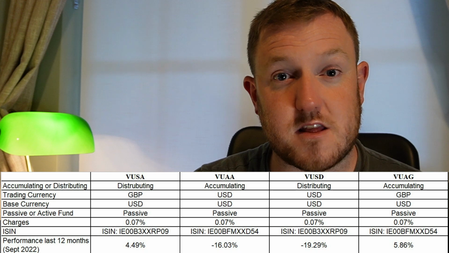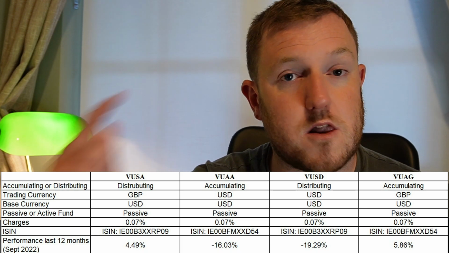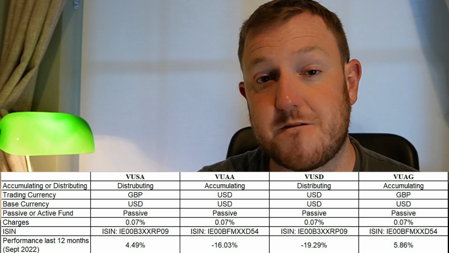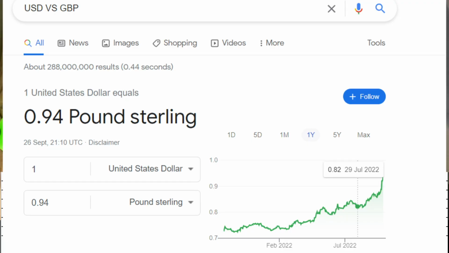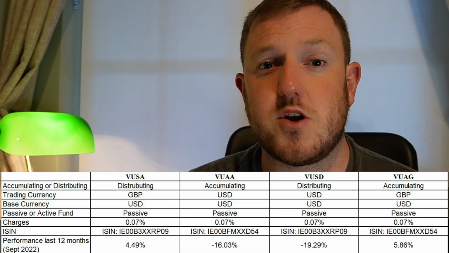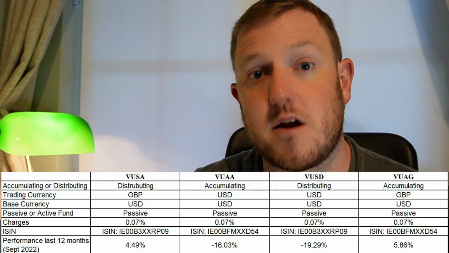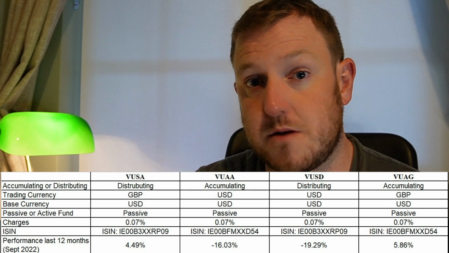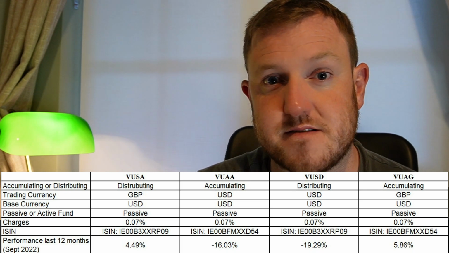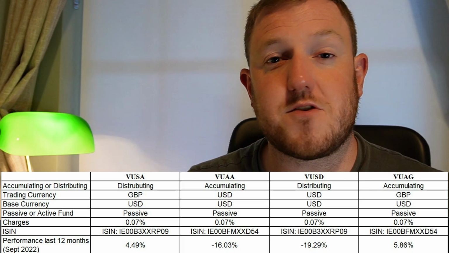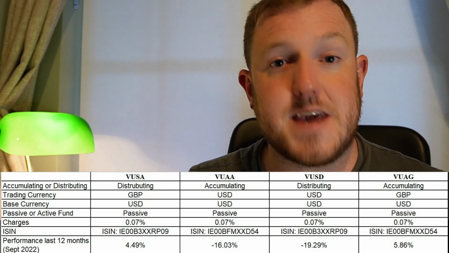The only difference is that the VUSA has priced in all the FX movements between GBP and USD, and the VUSD fund hasn't. Over the last year, the US dollar has appreciated significantly against the sterling due to a number of factors, such as the Fed increasing their interest rates much faster and higher than those in the UK over the last couple of months, as well as the energy crisis and the UK economy not performing so well. So the VUSD fund still hasn't taken into account the FX movement.